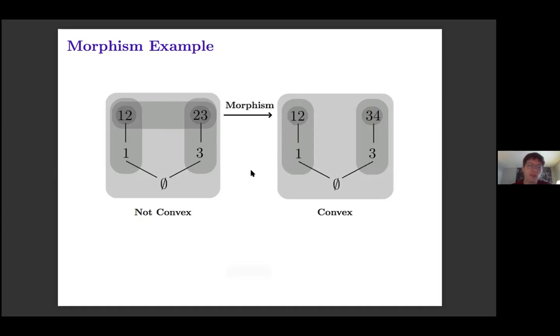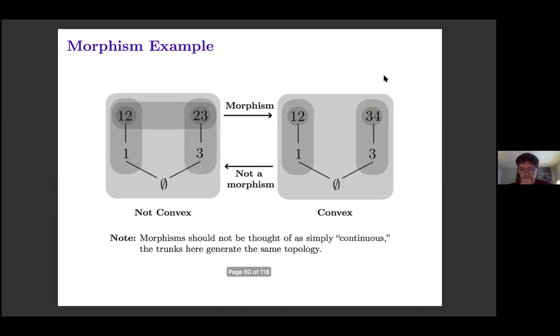And as a consequence, if I go from left to right by mapping in the natural way, 1, 2 to 1, 2, 1 to 1, and so on, 2, 3 going to 3, 4, that turns out to be a morphism in the sense I just described. Whereas if I go from right to left, taking the inverse of that bijective function, that's not a morphism, because if I take the pre-image of the set containing 1, 2, and 2, 3 on the right-hand side, that's not a trunk anymore. So that's not going to be a valid morphism. And that's why we don't want to think of this quite as a topology, because the topology these trunks generate in both cases is actually the same topology.